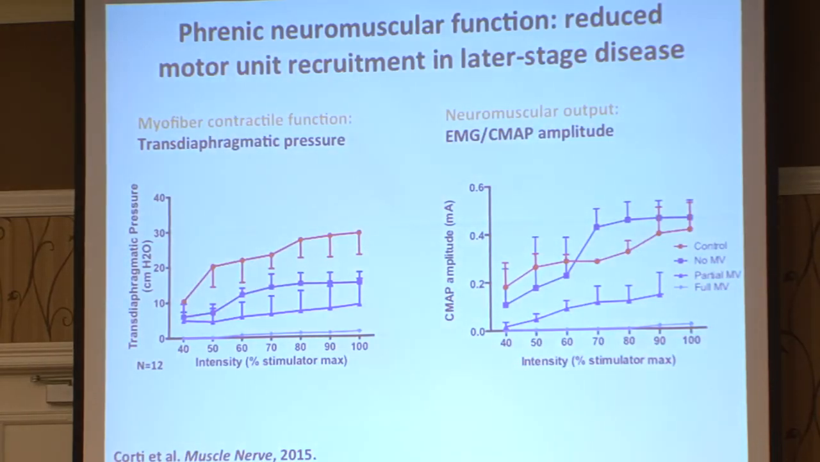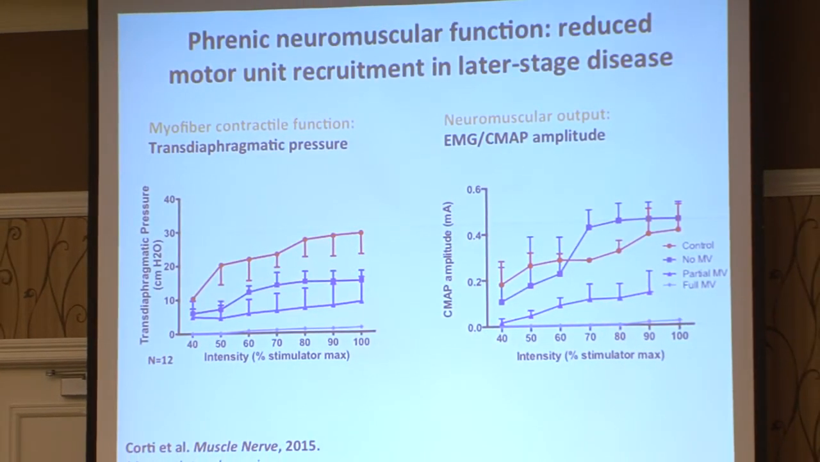So I want to guide you through this. On the left, we've got pressure. This is going to be sort of our estimate of muscle contractile function. And on the right, this is really more neuromuscular function. It's recording from the EMG. It's recording the motor unit response, the muscle action potential response on EMG.